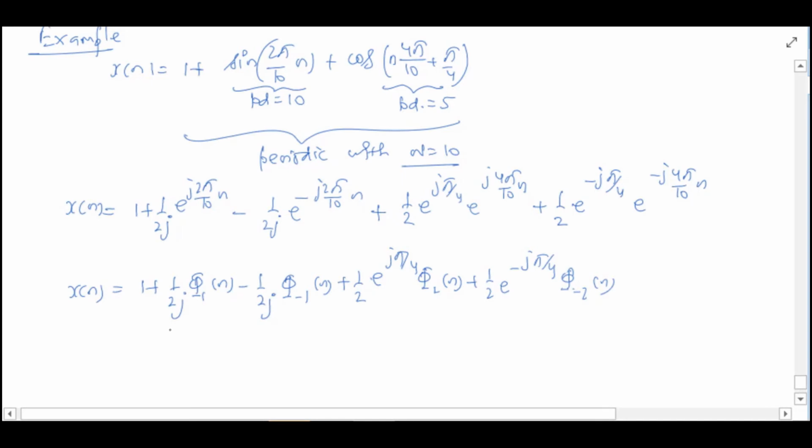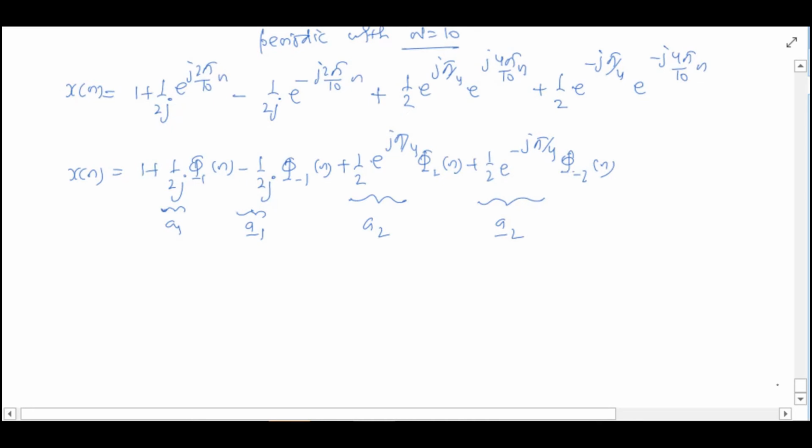If we do term by term comparison, we find that this is a1, this is a minus 1, this is a2, and this is a minus 2. The rest of the Fourier series coefficients are 0 in this special case.